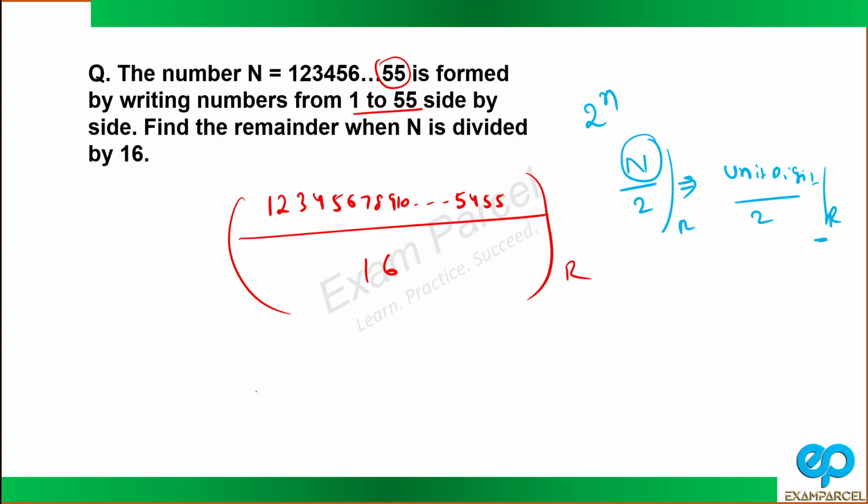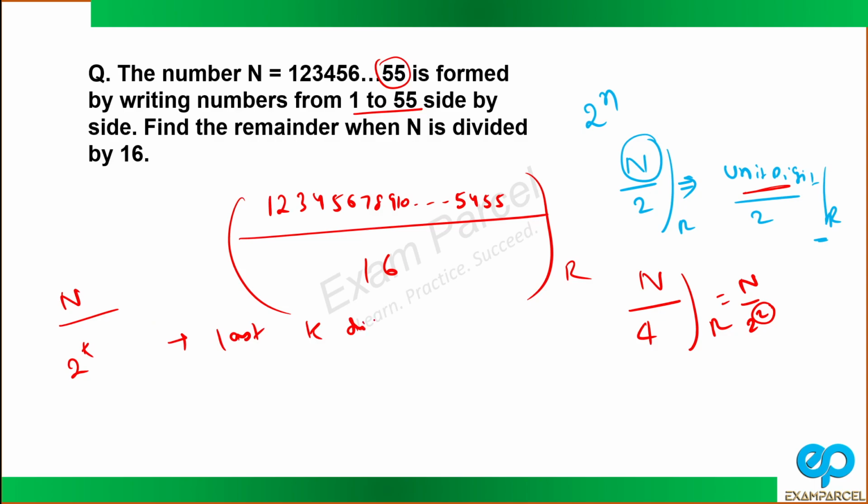Similarly, if you want to find the remainder when you divide by 4, what is 4? 4 is nothing but 2 squared. So we will take the last 2 digits. Actually for any power of 2, let's say 2 raised to the power k, you will simply take the last k digits and divide by 2 raised to the power k, and you will get your correct remainder. So 16 is nothing but 2 raised to the power 4. So I will take the last 4 digits of this number and divide by 16, and whatever my answer is, that is the correct remainder.